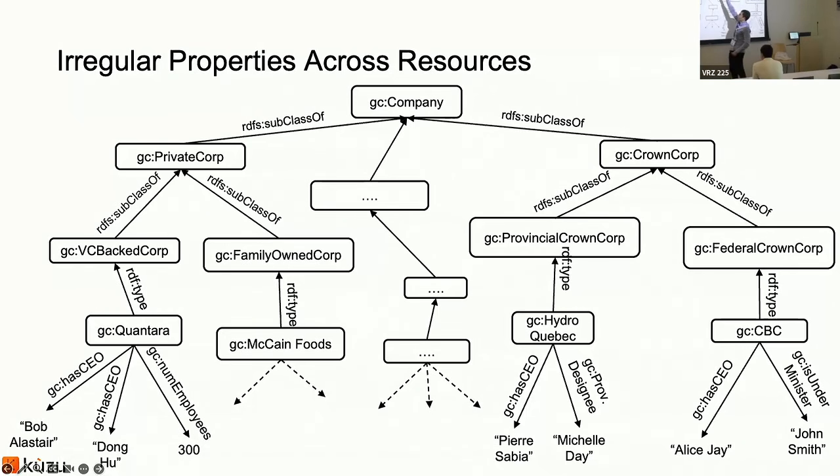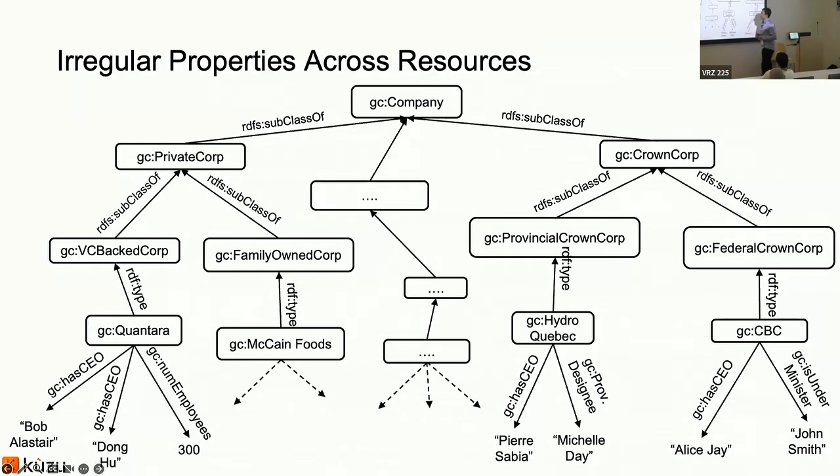where each resource becomes its own kind of object, like company is its own object. You could say, for example, Quantara is a type of VC-backed corporation, which is a subclass of private corporation, which is a subclass of GC company. And you could also encode things like Quantara has number of employees 300. This is kind of a stretch in terms of a graph view because this is not really a node, it's just a value. But if you think of those literals also as nodes, then you can see why people refer to RDF as a form of graph database.